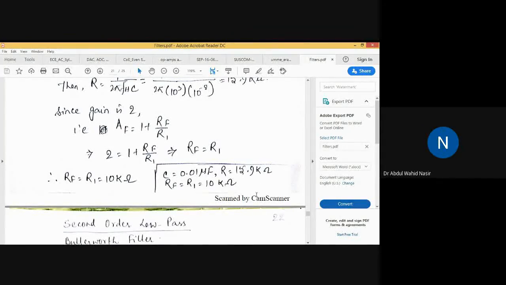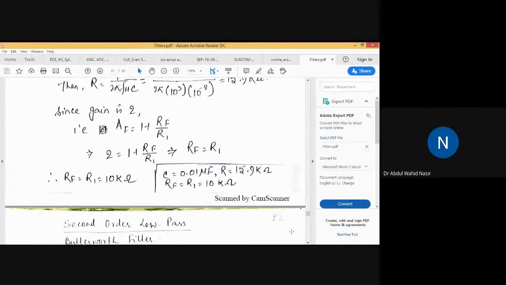Now you have the liberty to change the value of C. You should note that you have the liberty of choosing any other value of C, but it should be less than 1 microfarad. Also RF and R1 you can choose, but it is better to keep them in the order of kilo ohm. Here it has been chosen 10 kilo ohm, you can take 2 kilo ohm, you can take 5 kilo ohm, and so on. No issue.